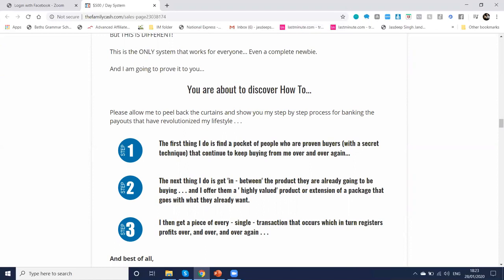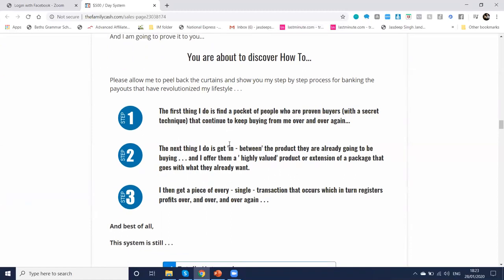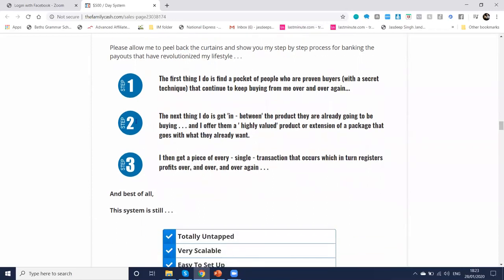So it's always a good idea to break things down into steps or bullet points, and I used a 3-step system here. I said the first thing I do is find a pocket of people who are proven buyers with a secret technique that continue to keep buying from me over and over again. The next thing I do is get in between the product they were going to be buying, and I offer them a highly valued product or extension of a package that goes with what they already want. I then get a piece of every single transaction that occurs, which in turn registers profit over and over again.